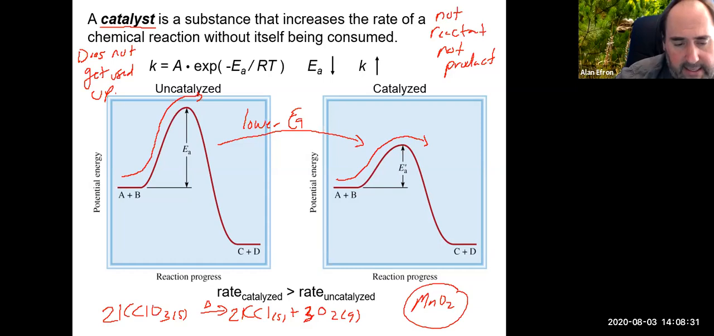Now, catalysts can be a couple of different things, but ultimately, like I said, most of them will allow that activation energy to be lowered, and thus allow the reaction to occur a lot faster.